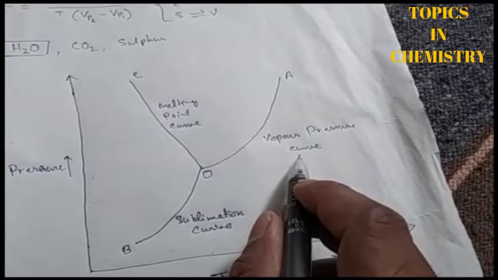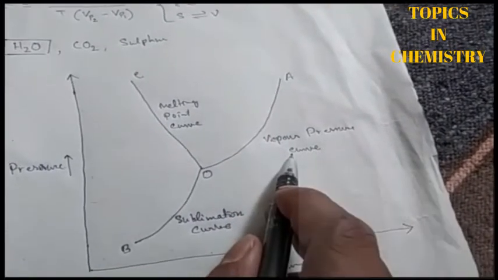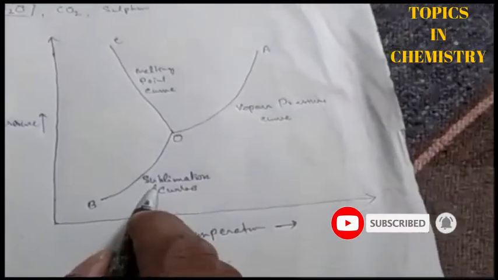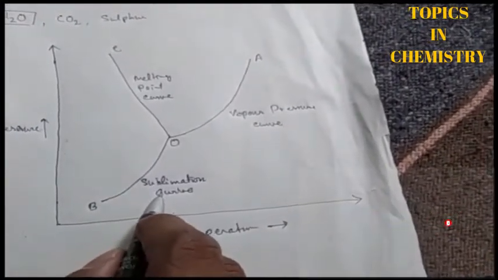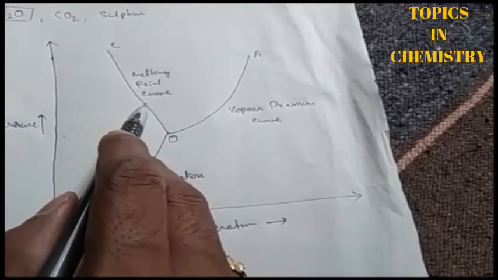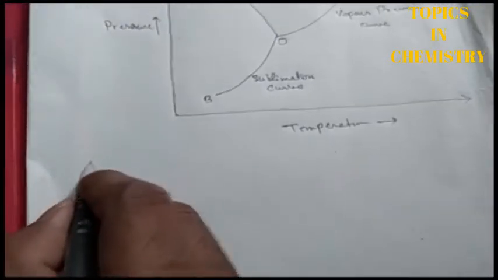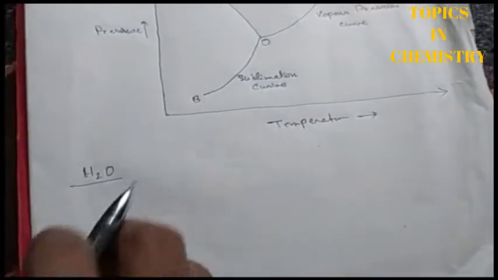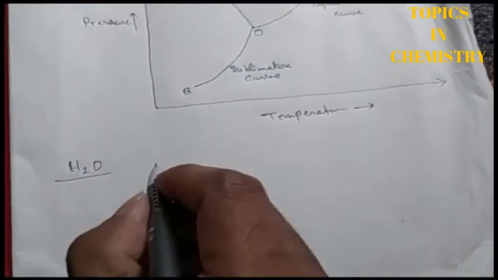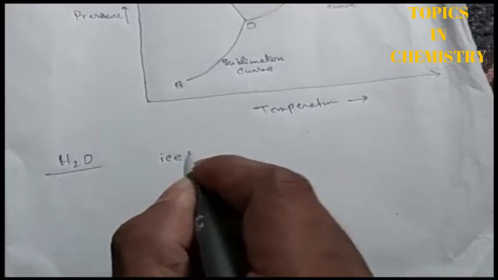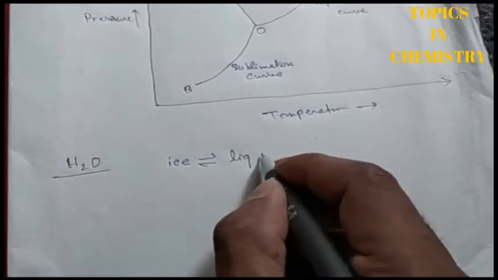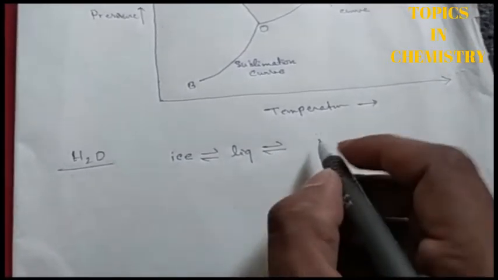In the vapor pressure curve, liquid is in equilibrium with vapor. In the sublimation curve, solid is in equilibrium with vapor, and in the melting point curve, solid is in equilibrium with liquid. Now if you consider H2O, you know that H2O exists in three phases. These are ice, which may be in equilibrium with liquid water, and you can also consider water in equilibrium with vapor.